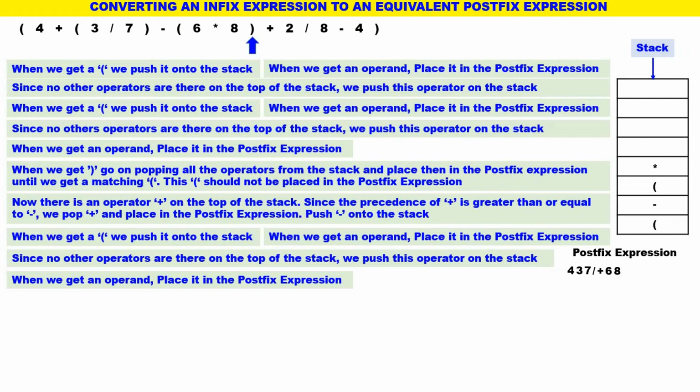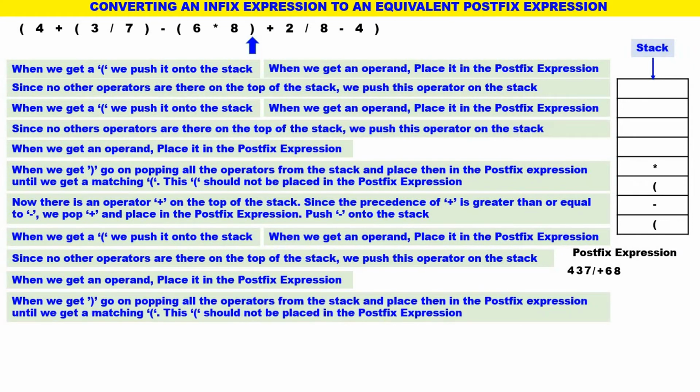Right parenthesis. Already you know, when we get right parenthesis, go on popping all the operators from the stack and place them in the postfix expression until we get the matching left parenthesis. The matching left parenthesis should not be placed in the postfix expression. Now, we get the right parenthesis. Do we have any operators on the top of the stack? Yes, star is there. Pop star. Place it in the postfix expression. Any more operators are there? No. What is there? Matching left parenthesis is there. Pop it. Don't put it to postfix expression. That's all. Right parenthesis is over.